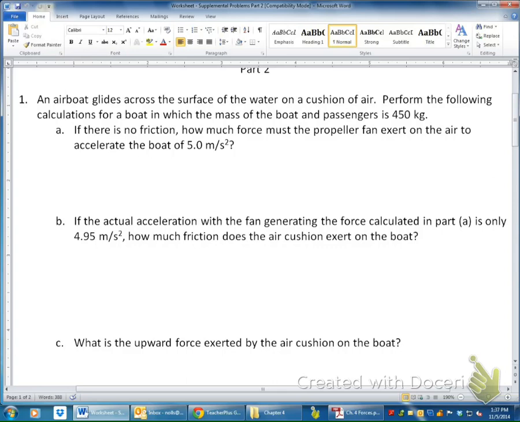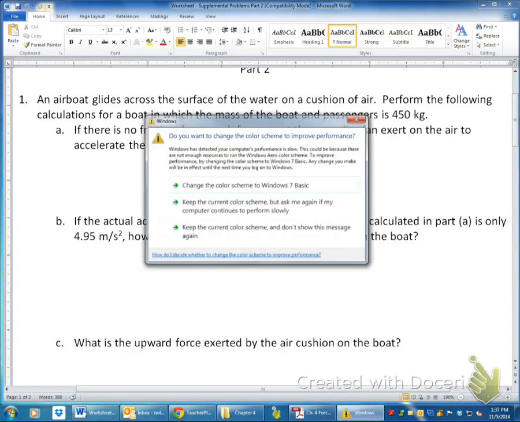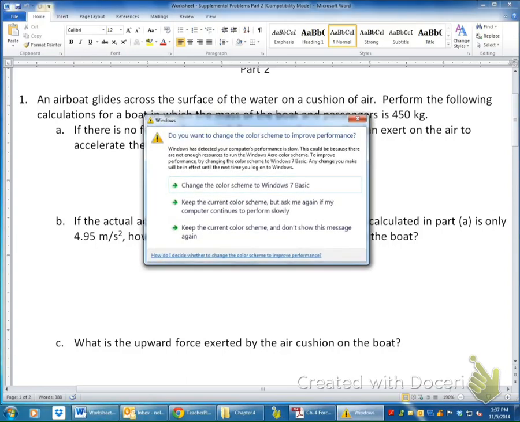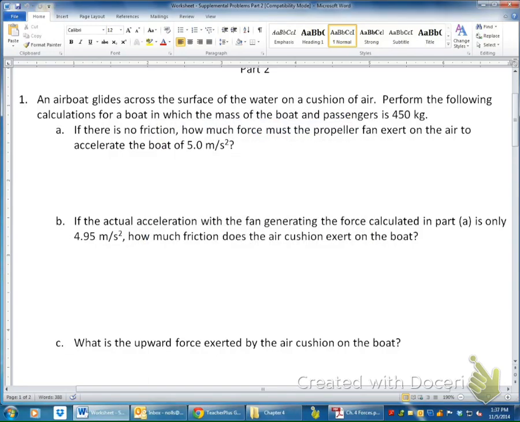Okay, the net force is always going to be up forces minus down forces, or right minus left. When you're working with net force, it has to be either horizontal or vertical. So let's draw our free body diagram here. It says an airboat glides across the surface on a cushion of air. Perform the following calculations for a boat on which the mass and passengers is 450. There's no friction. How much force must the propeller fan exert on the boat?